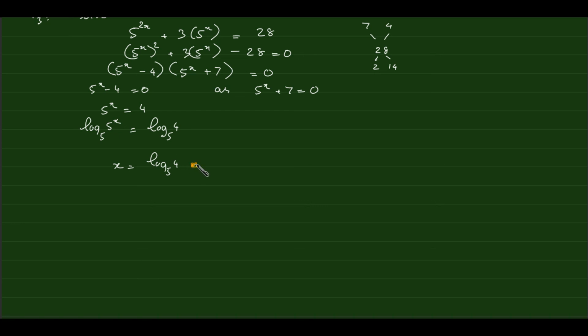Okay, so that's one answer. And over here, you have 5 to the x equal negative 7. And of course, this has no solution, because according to the sketch, the exponential function's range is always greater than 0. It doesn't go to the bottom here, and you have a negative, so it's not going to be there. So we only have one solution over here.